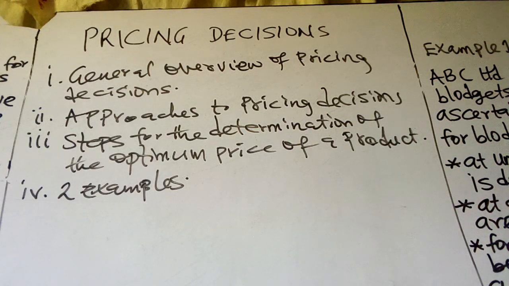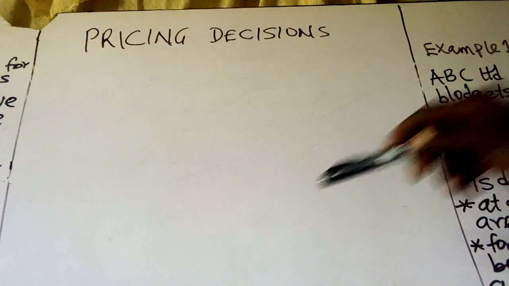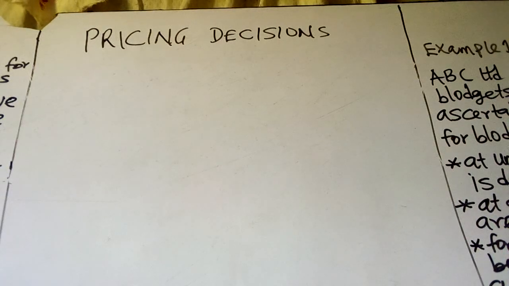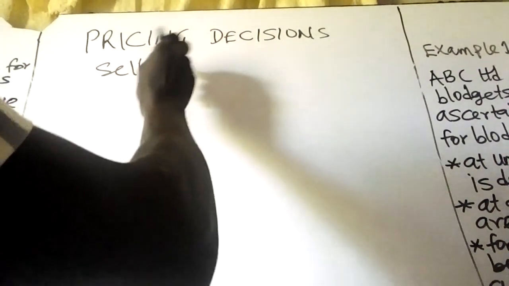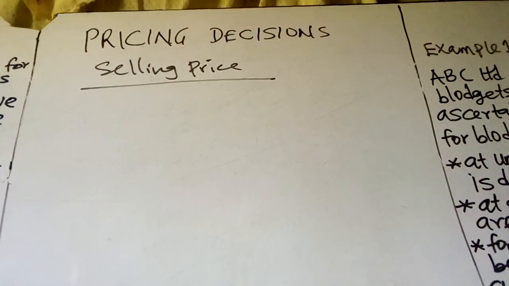What is a price? Price is the value at which one item can be exchanged for another. The issue in pricing decision is the determination of the selling price. That is the core issue with the pricing decision.